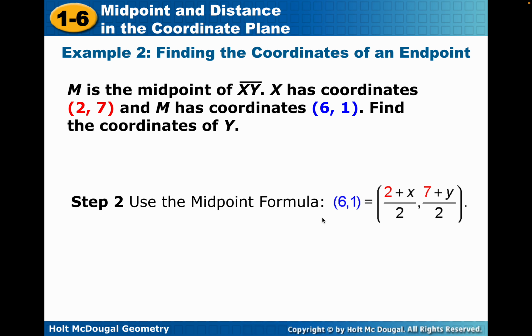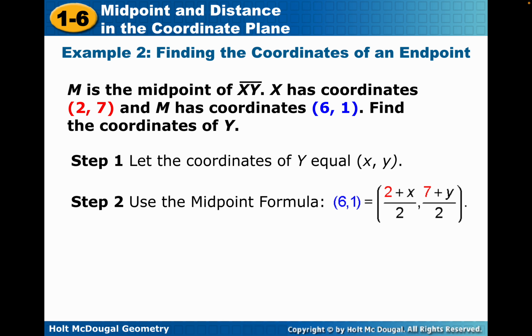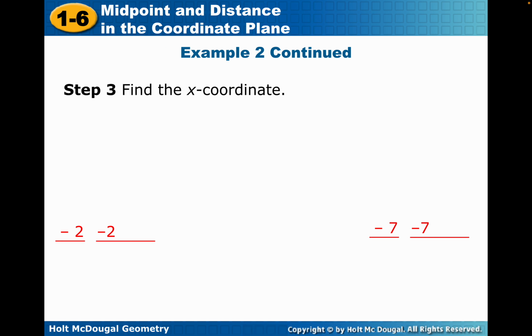So when we're finding that midpoint formula, it's M equals the whole formula. Well, this time we have M, so we're going to put 6, 1 equals, and then we're going to plug in our values of our x coordinates. So this is our x1, 2 is our x1, 7 is our x2. So that leaves us with 2 plus x divided by 2, and then 7 plus y divided by 2. All right, and then we have to go ahead and simplify. Okay, so remember, when we're finding the coordinates, that first part is your x, the second part is your y. So we're going to let the coordinates of Y equal x and y.